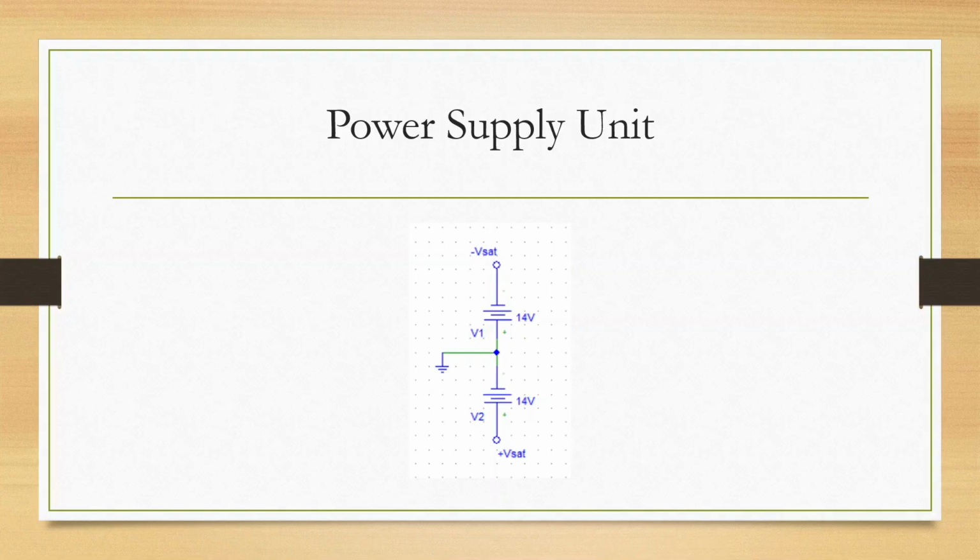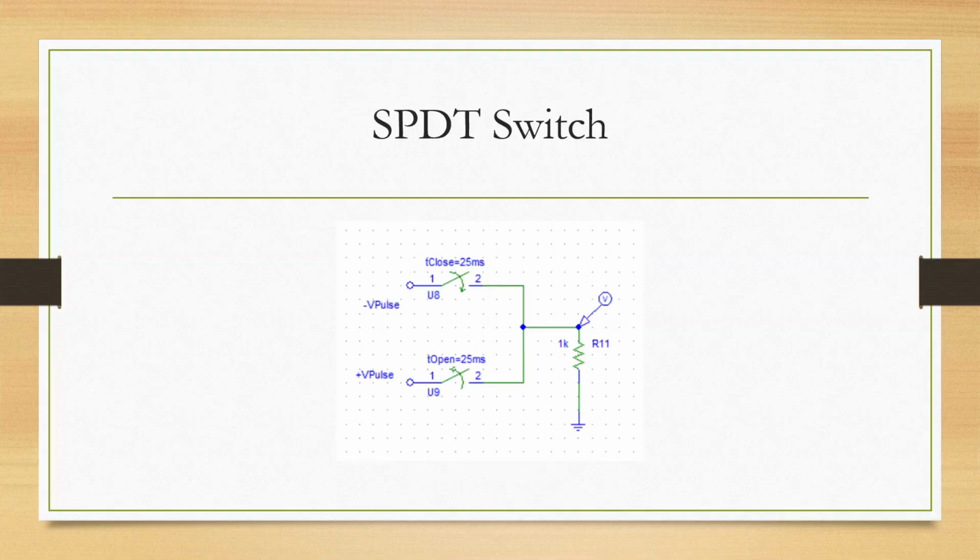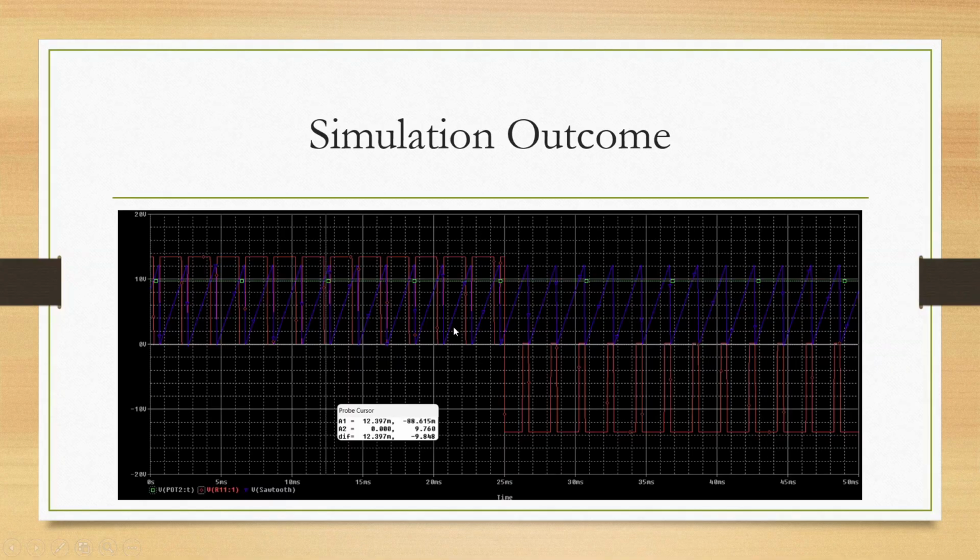Here it is a power supply, and another one is the SPDT switch. Here we are using the minus PWM pulse and the plus PWM pulse to switch the direction of the DC motor as well as control the speed using the voltage. Now this is our simulation outcome in PSpice.